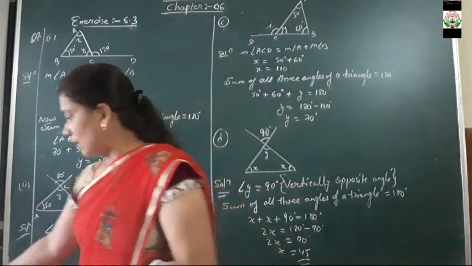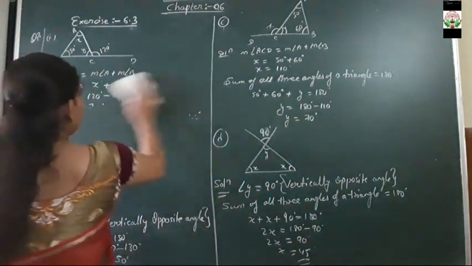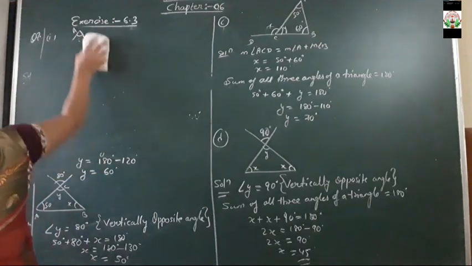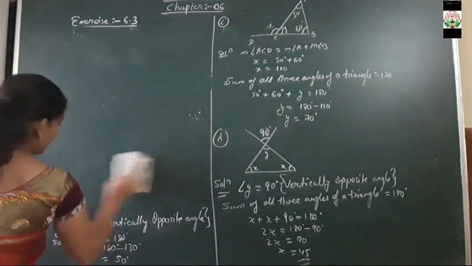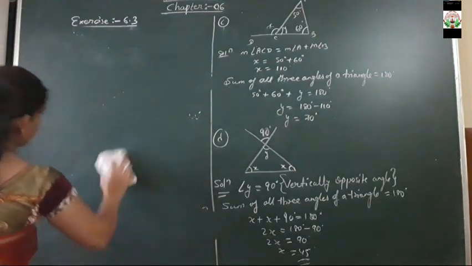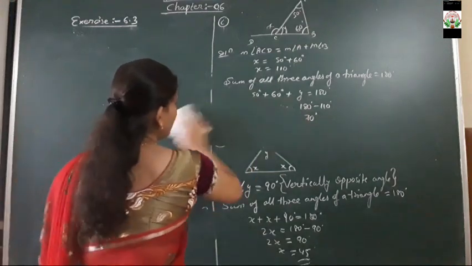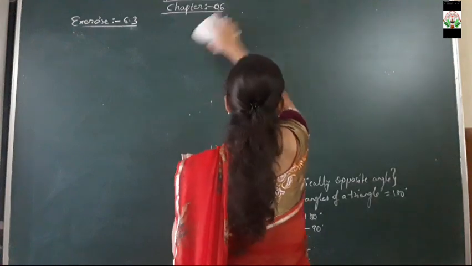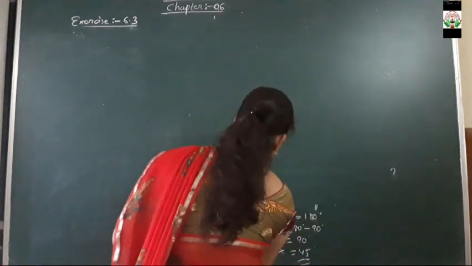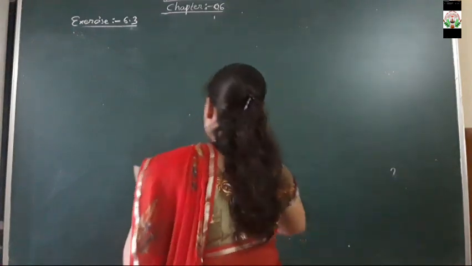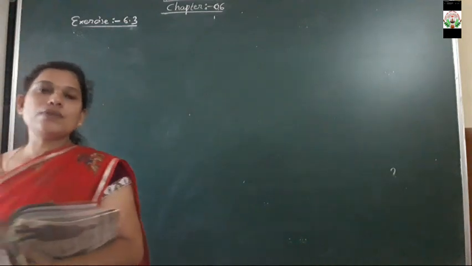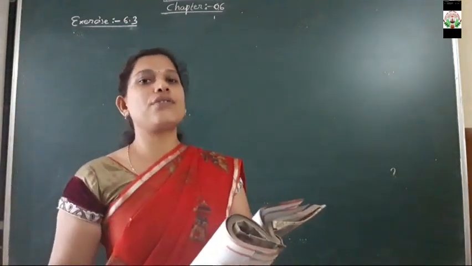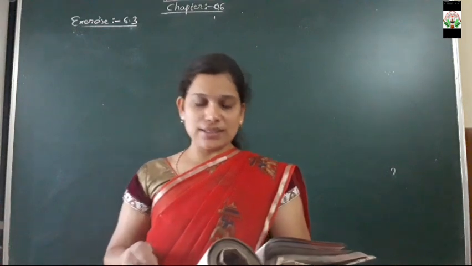So dear student, in this question we are going to use a property which I had given you while giving you the definition. What is the property? It states that the sum of any two sides is greater than the third side. And the second property is that the difference of any two sides is always less than the third side.